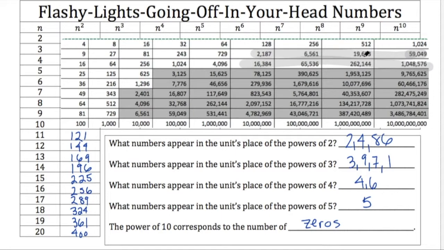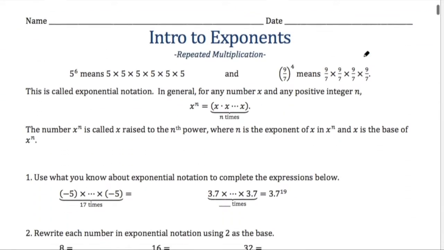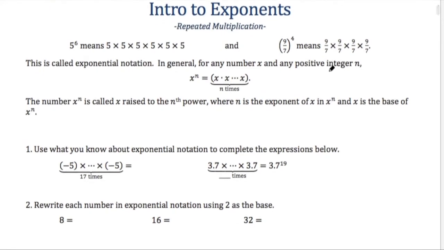Okay. So let's get into an introduction of exponents. So 5 to the 6, as we know, means 5 times 5, 6 times. This works for fractions as well. If we have something like 9 over 7 to the 4th, that means 9 over 7 times 9 over 7, 4 times. So this is called exponential notation.